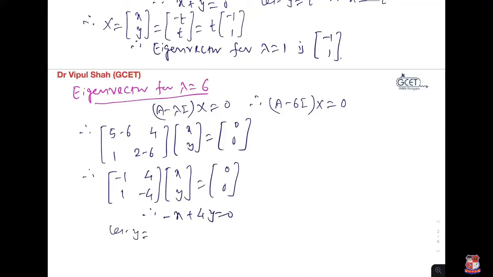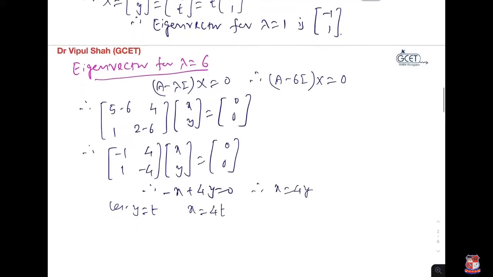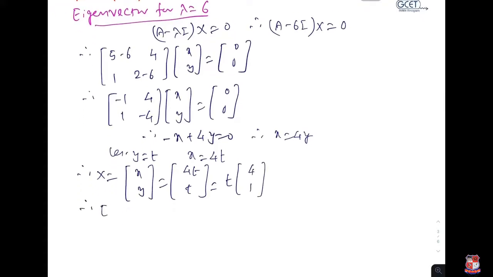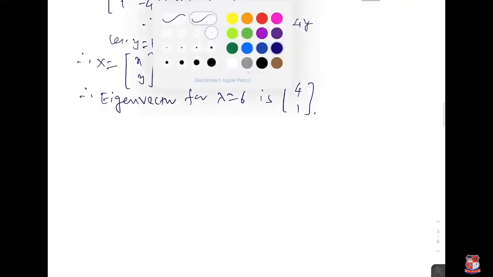So we have basically only one equation, minus x plus 4y equal to 0, and here also we can take y equal to, say, t, then x is equal to 4t. Okay, so therefore x y is 4t, t, and so this is t times 4, 1, and therefore eigenvector for lambda equal to 6 is the vector 4, 1.